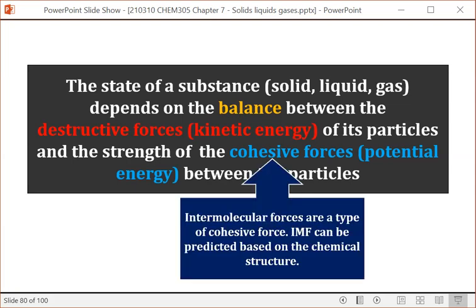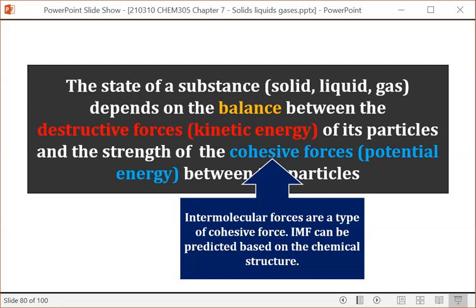So in this section, we're going to be talking about intermolecular forces, which are a type of cohesive force. And we can predict intermolecular forces based on the chemical structure of a compound and whether it's polar or nonpolar. And so by being able to predict how strong the cohesive forces are based on the structure of the molecule, we can get an idea of about how much energy it's going to take relative to other molecules to get it to undergo a phase change.